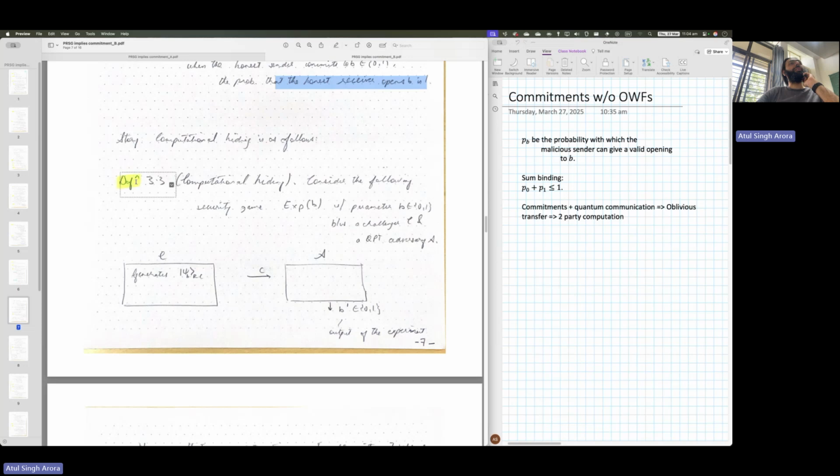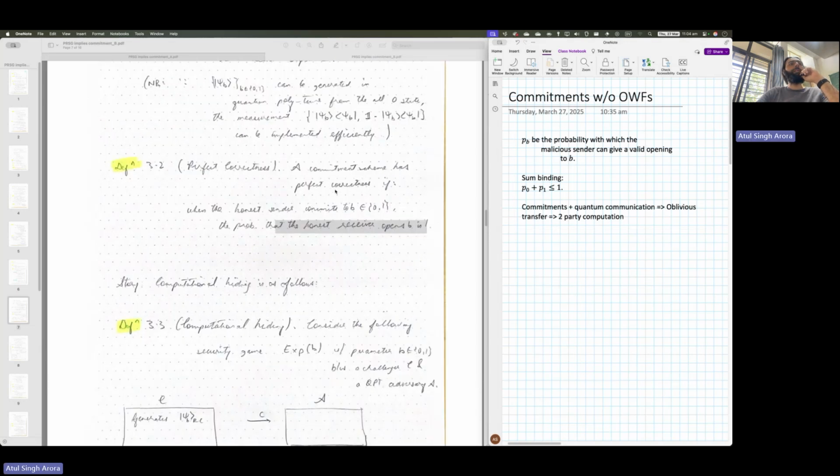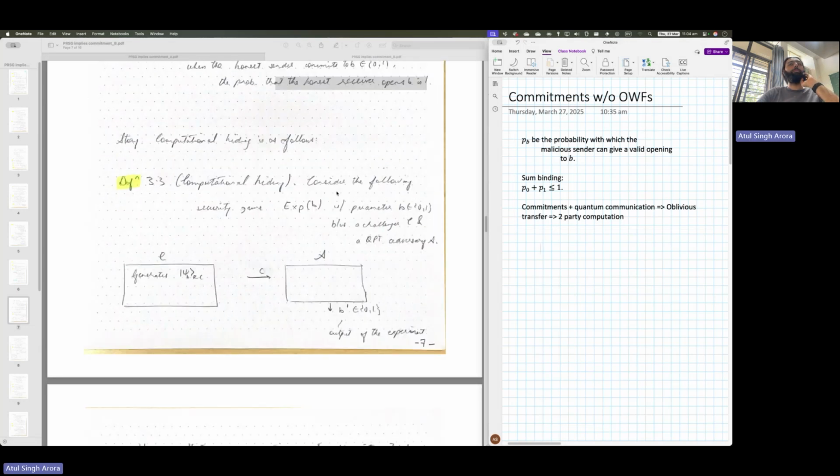Okay, good. Now, definition 3.3 is going to tell us what the notion of hiding is. Oh, sorry, that's correctness. Yeah, I think binding will appear later.